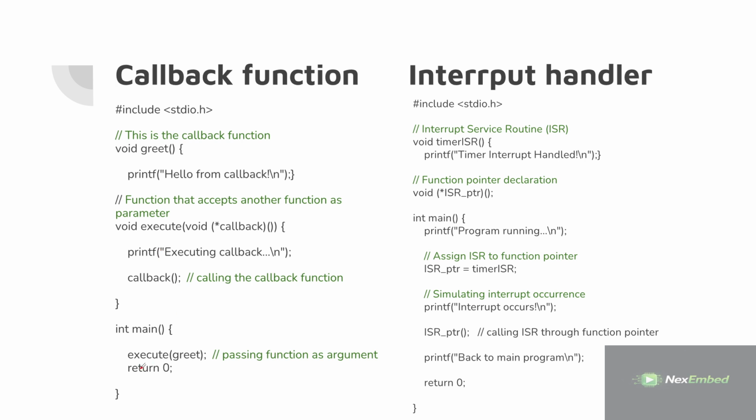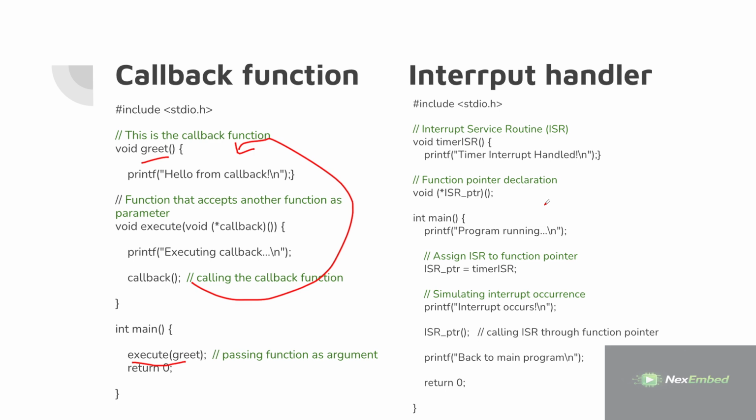If you see here, I have execute(greet). Here greet is my function, which is passed as an argument to the execute function. So inside execute, after it does some task, my function will be called back. This is how callback functions work.